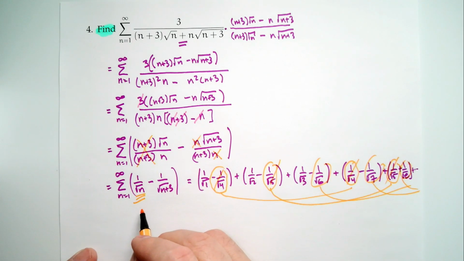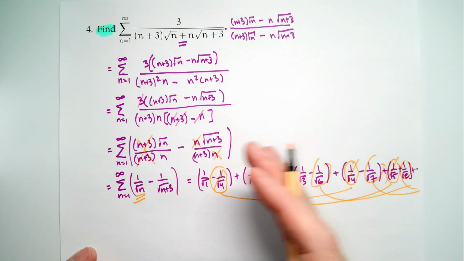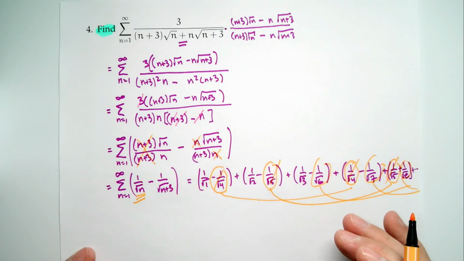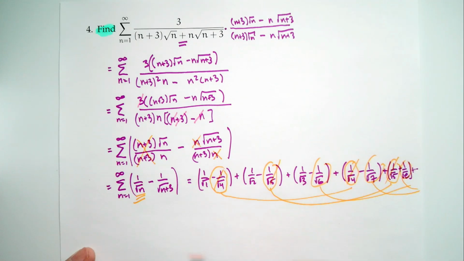Now, one thing to be careful about is what's happening to these terms. Do they go to 0 or not? And if they go to 0, then we can ignore the end, because it says the end is going to get small and we don't need to worry. If it doesn't go to 0, we've got to be careful. But these do go to 0, which means that everything else will cancel out.